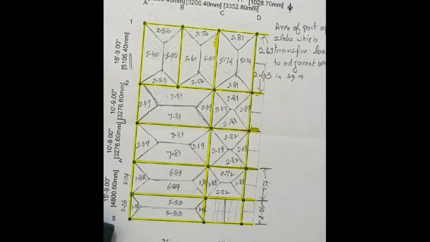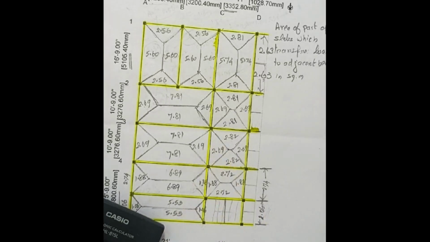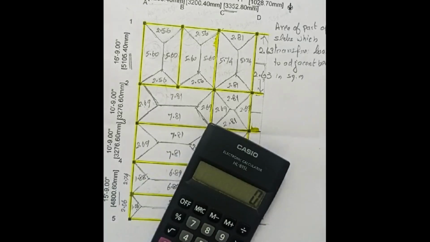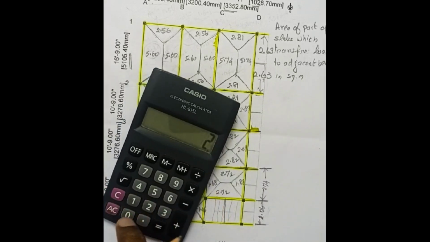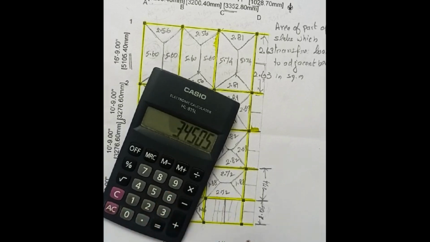This staircase area, if we consider, this length is 3.3 meter, width is 2.06 meter. The length is divided by 2. So 3.35 by 2 is the length, into width 2.06. The area is 3.45, and this is 3.45.